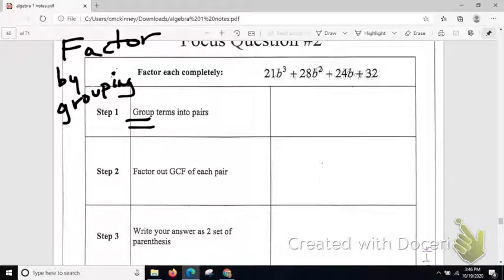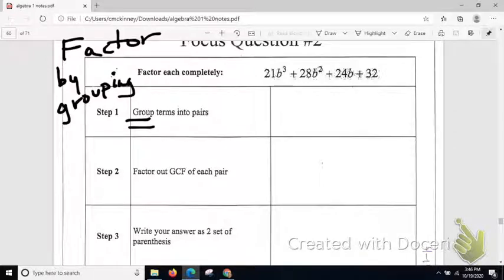Also, we should always look to see if there's a GCF, a greatest common factor. But what you will find here is that there's not something that goes into everything. Like 7 works for some of them, 4 works for 3 of them, 3 of them have a B, but they don't all have anything in common. So that's why we have to use grouping.